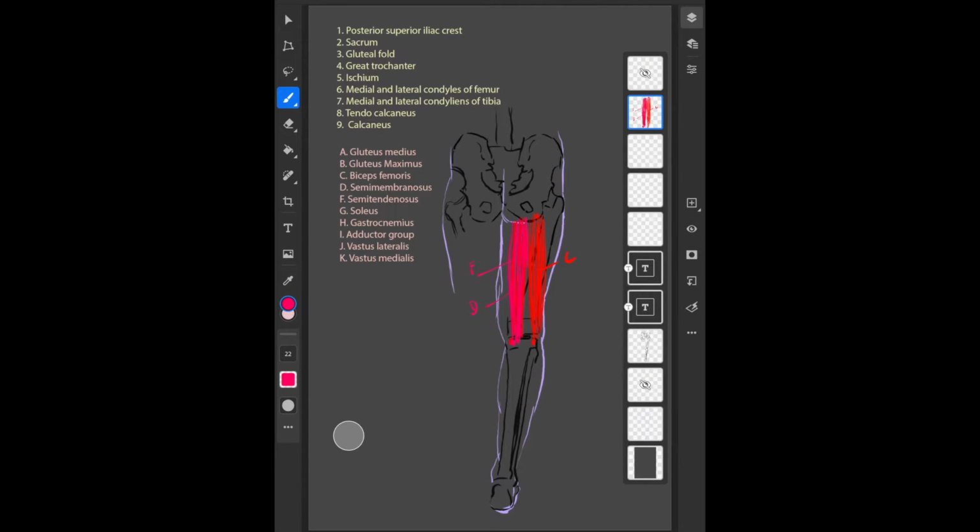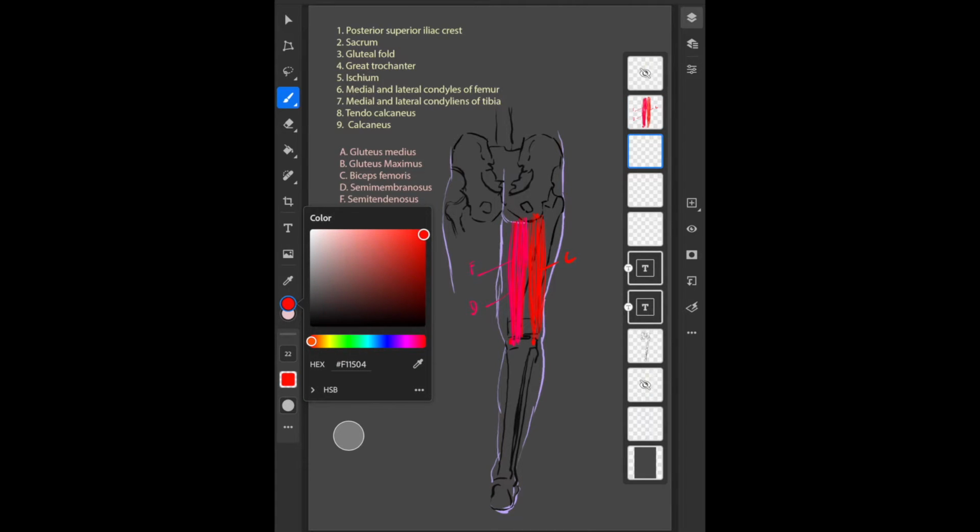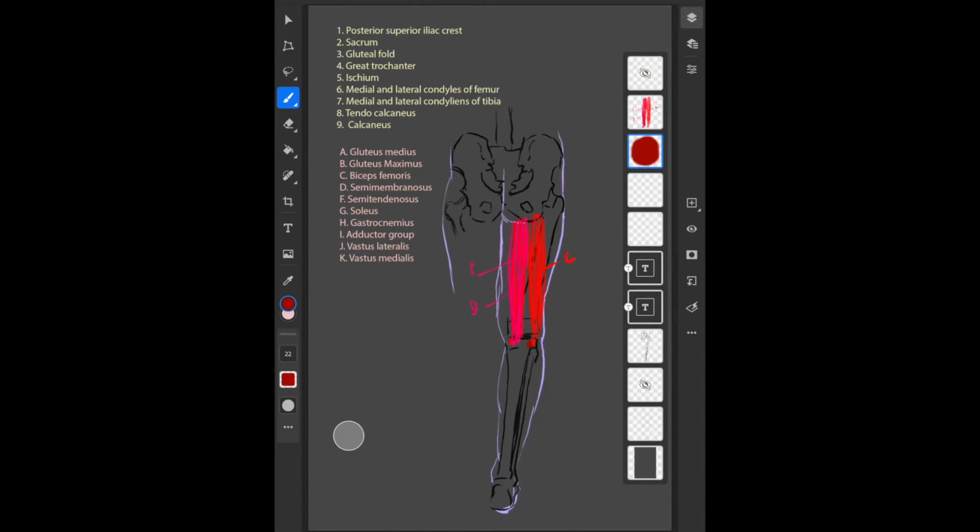Okay, now let's talk about the soleus. The soleus starts at the lateral condyle of the tibia, starts bulging all the way along the length of the tibia this way, then turns into tendon, and that tendon attaches itself to the calcaneus, your soleus muscle.